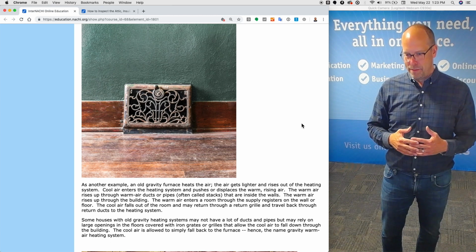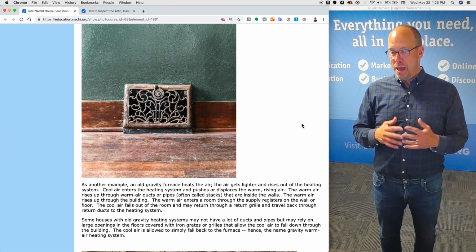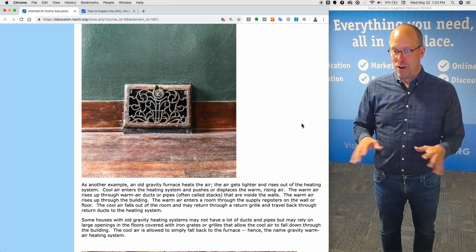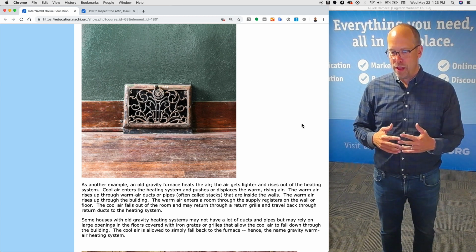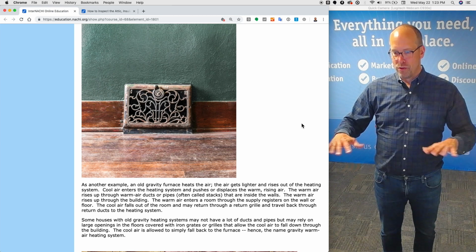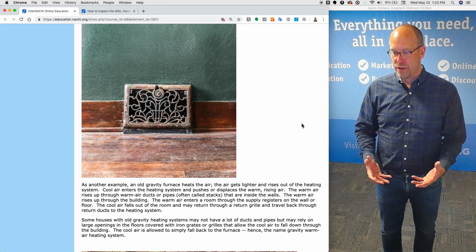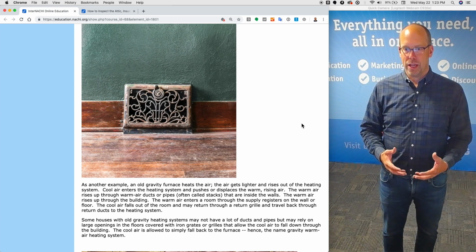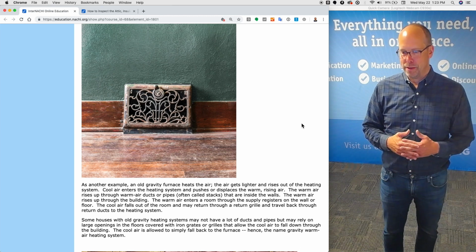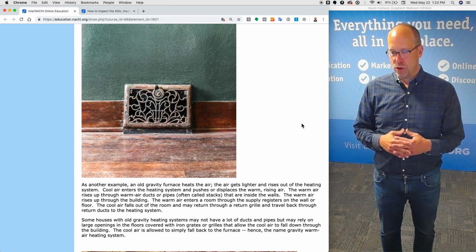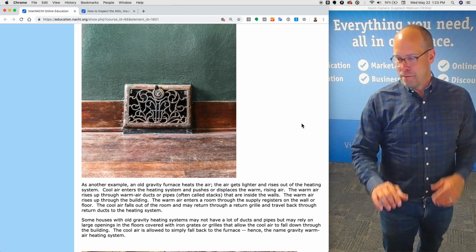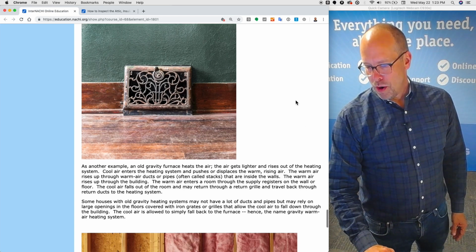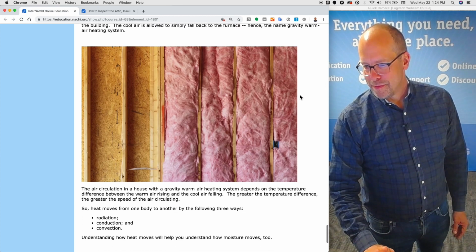Some houses with old gravity heating systems may not have a lot of ducts at all and may rely on large openings in the floors covered with beautiful iron grates or grills that allow that cool air to fall down through the building, through the floors, into the basement where the heating system is. The cool air is allowed to simply fall back to the furnace, hence the name, gravity warm air heating systems.